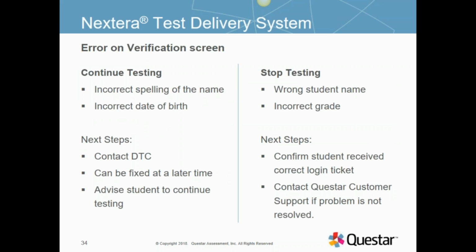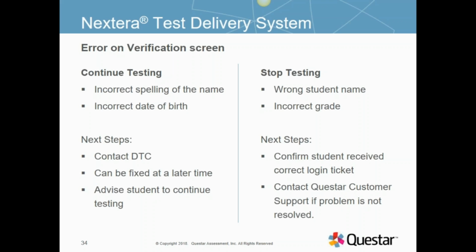If for some reason there's an error on that verification screen, there's a couple of different scenarios where a student could continue testing versus where they should absolutely stop and get it fixed before continuing testing. So in instances where it's just an incorrect spelling of the name or an incorrect date of birth, that's something that absolutely should be fixed, but it doesn't prevent the student from testing. So it's important that they, of course, raise their hand and let the proctor know, but that can be fixed at a later time. The proctor or teacher can advise the DTC and have them fix that after testing, but you can at that point advise the student to continue testing.